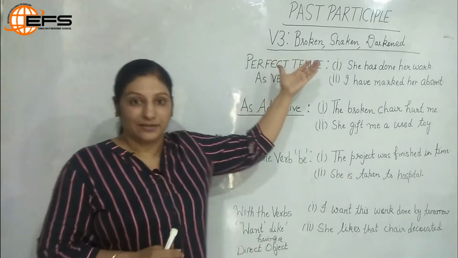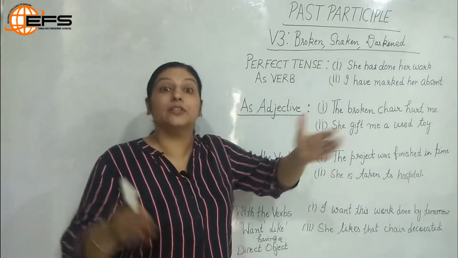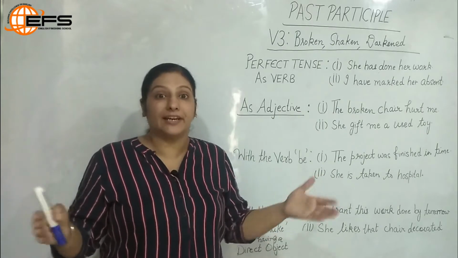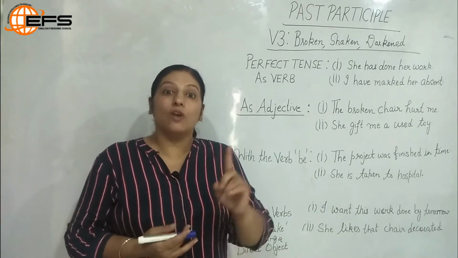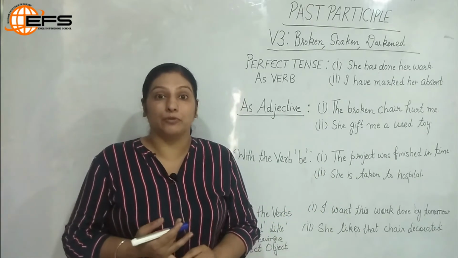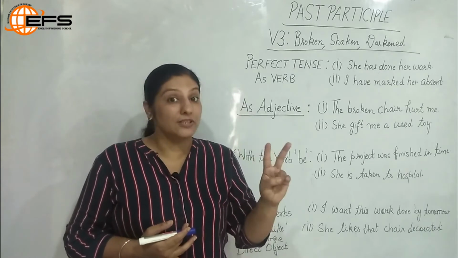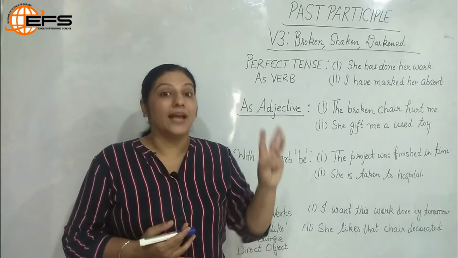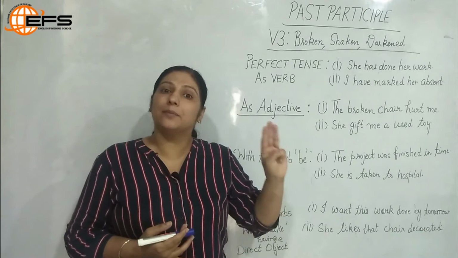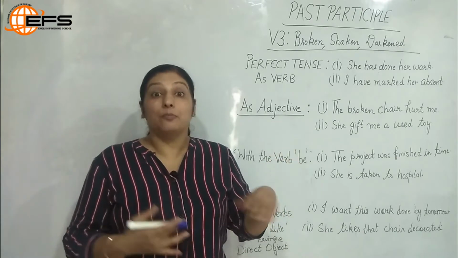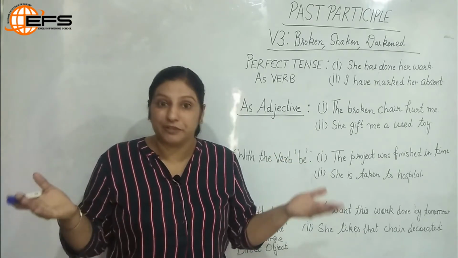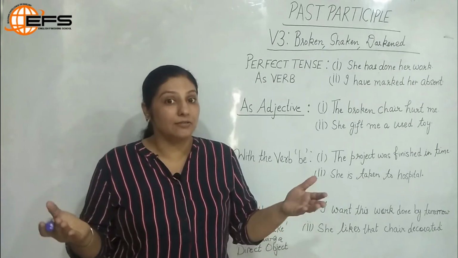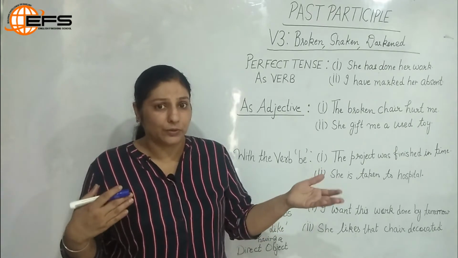So, past participle. As we all know, there are three forms of verb in English grammar. The first form is always called the base form of the verb. The second form is called the past form of the verb. And the third form is often known as the past participle form. The past participle form is used in perfect tenses. We all know, I have done all that, she has gone, all these verbs.